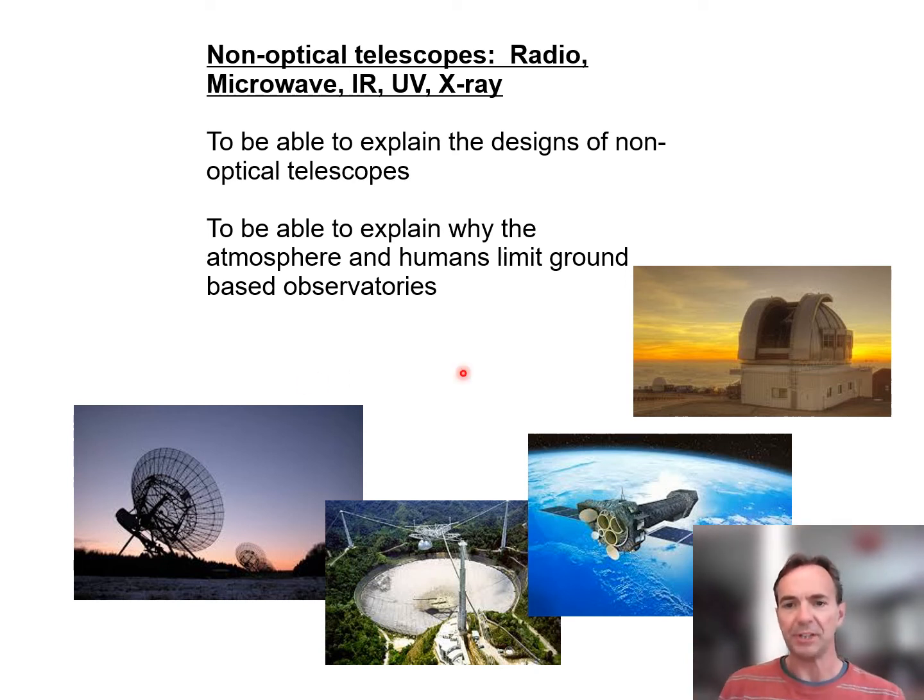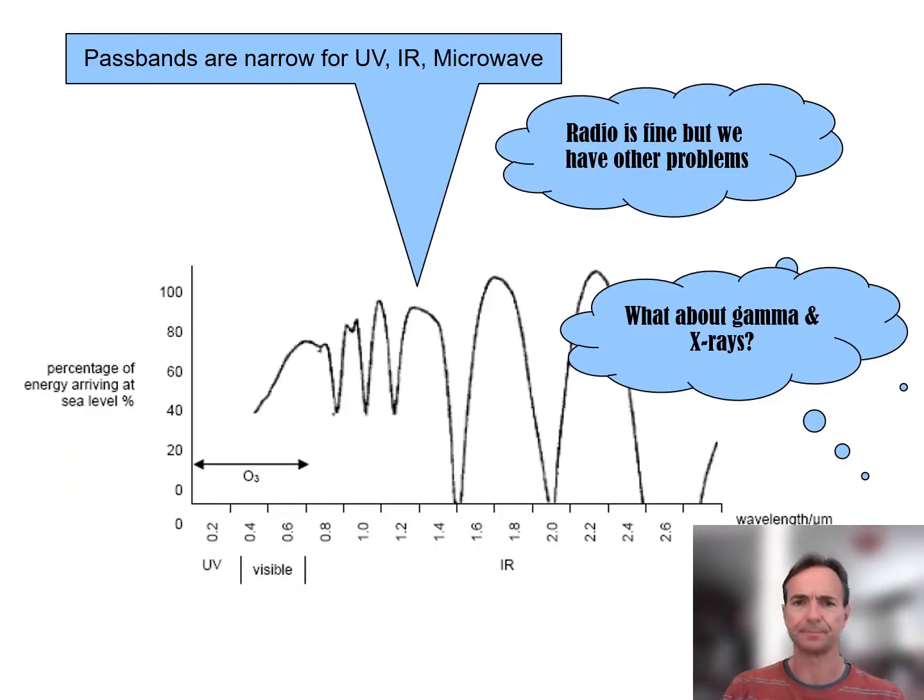So these different telescopes here, some in space, some on ground, some buried into the ground, and others in sort of arrays, all sort of lined up. So why bother? So I'm going to explain the designs of non-optical telescopes, and then explain why the atmosphere and humans limit ground-based observations. In other words, how can we make them as good? So if we look at the sky, we only get a certain amount of electromagnetic radiation coming down. Now I've just taken a little slither here from UV up to infrared, nearly into microwave, but not quite. I did this because otherwise it starts getting a bit complicated.